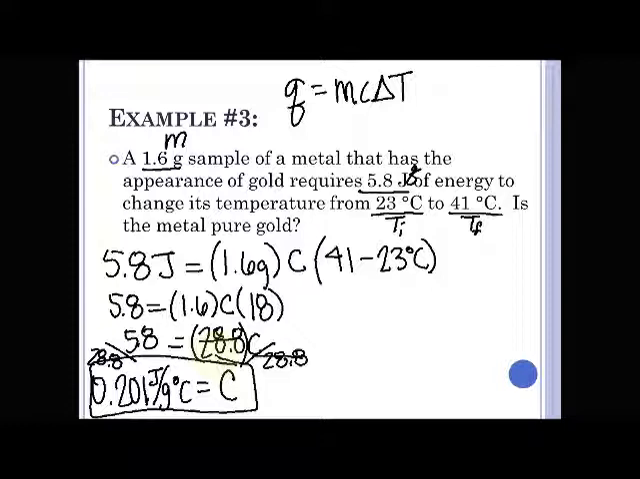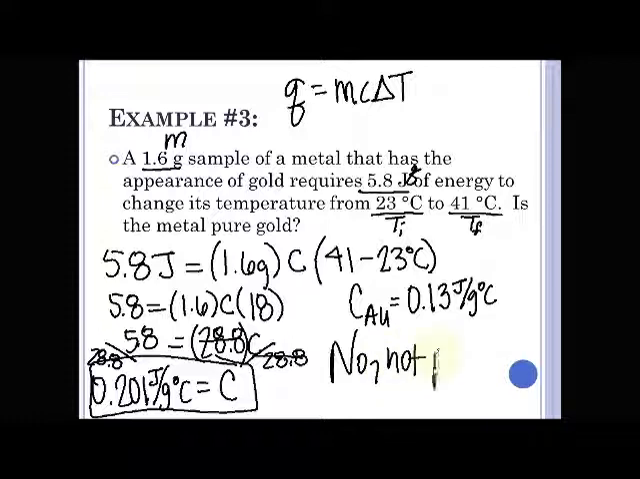Gold has a specific heat capacity of 0.13. Is that what we have? No. So that means that no, we don't have pure gold. So that answers the full entire question that we have.